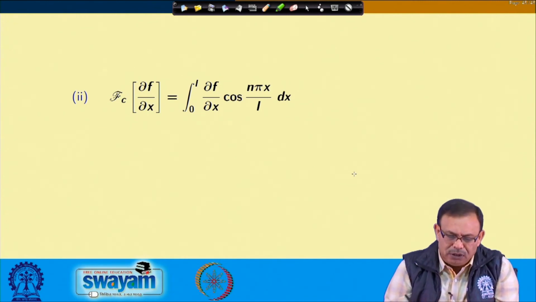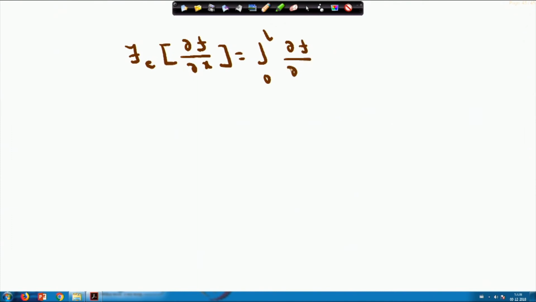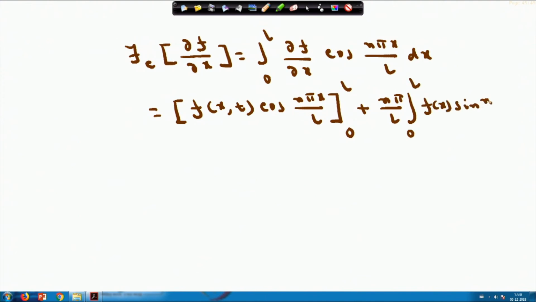The second one is the Fourier cosine transform of ∂f/∂x. This equals the integral from 0 to L of ∂f/∂x cos(nπx/L) dx. From the definition, again by integration by parts, this equals f(x,t) cos(nπx/L) from 0 to L, where x lies between 0 and L, plus nπ/L times the integral from 0 to L of f(x,t) sin(nπx/L) dx. This term will vanish as usual for limiting values 0 and L.